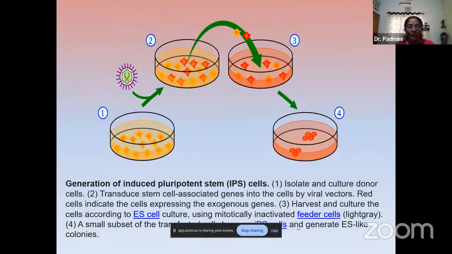So this is how they can grow them in the laboratory. That is how you're going to do it. This is a tissue from a patient, the first step, the somatic tissue that they have taken out. They're going to isolate it and grow the cells. The second step is that they are going to transduce the stem cell associated genes into the cells by viral vectors.